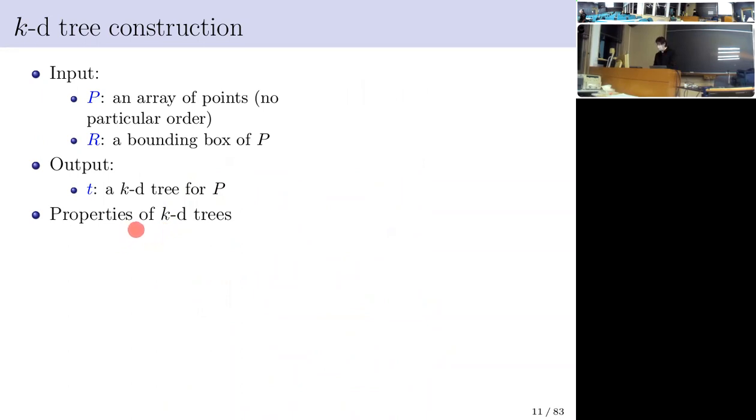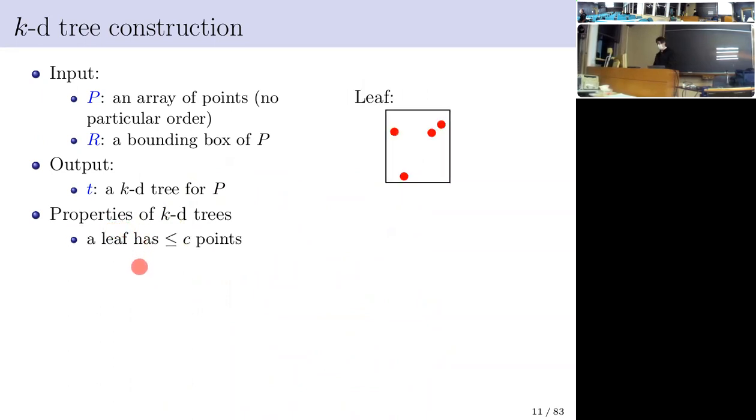So what does a valid KD tree need to satisfy? Here is the list of properties of any KD tree. One is that a leaf node has at most C points. So if there are too many points in the node, then you have to keep splitting.